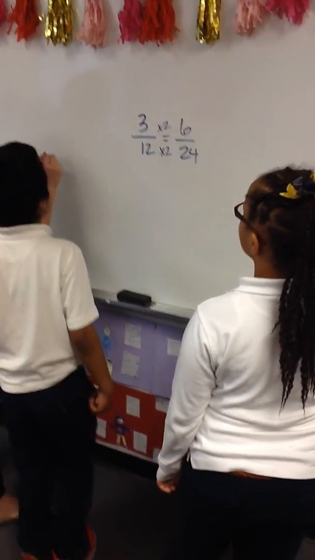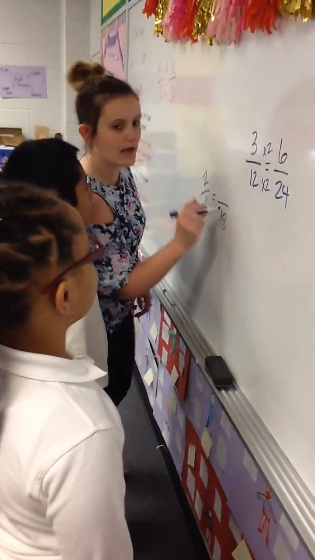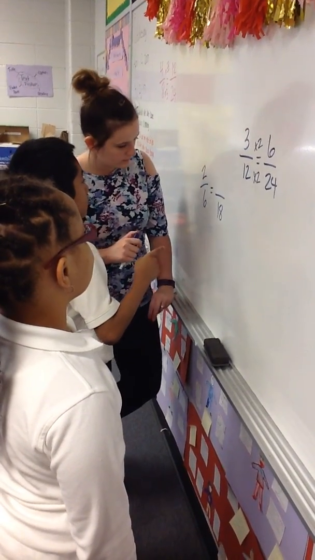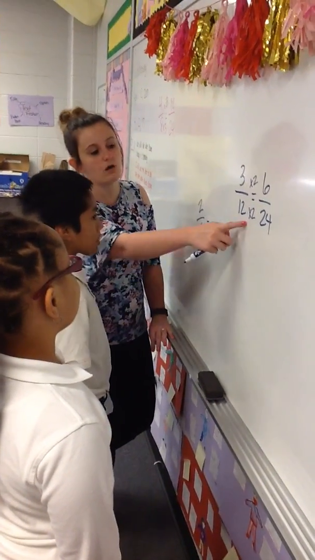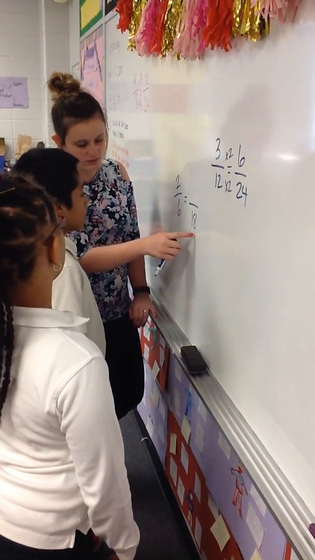So if I have 2, 6, and 18, how do I find this number? Let's see if Jared can do this one. No, hold on, we don't do 2 always. We have to look at these 2 numbers first. So 6 times what equals 18?